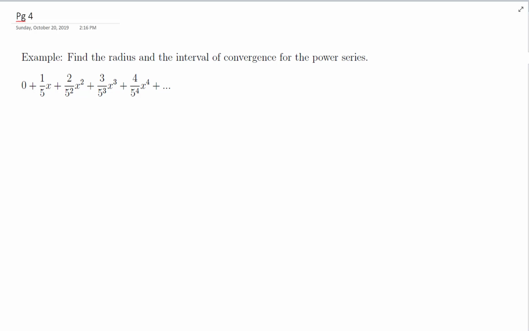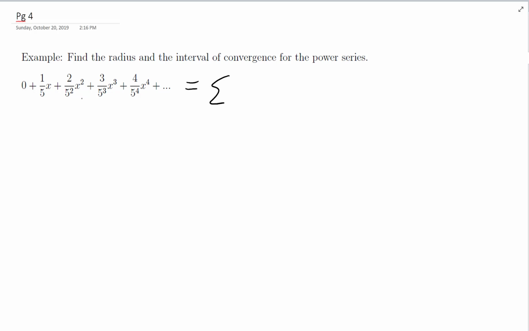So now we get to the examples. Find the radius and the interval of convergence for this power series. So the first step is, let's write it as a summation. I need to take the expanded form that we're given and condense it. And so I start looking at it.